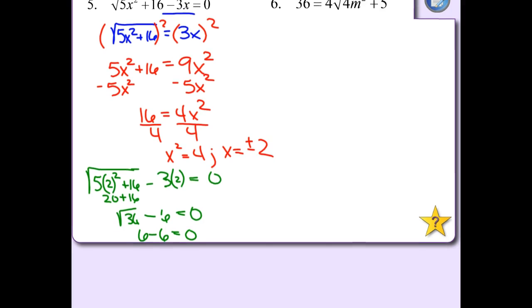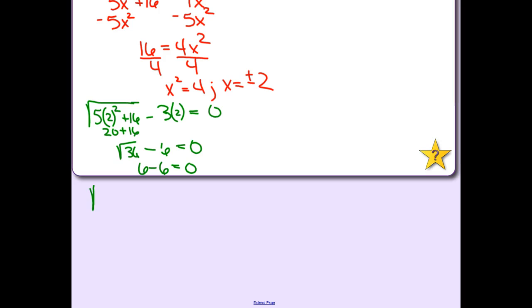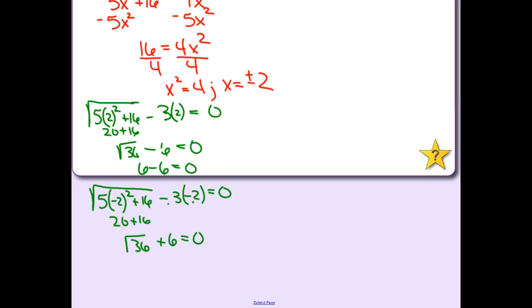But now, what do you think is going to happen with negative 2? We've got 5 times negative 2 squared plus 16 minus 3 times negative 2 equals 0. We've still got 20 plus 16, so we've got the square root of 36 plus 6 equals 0, because a negative times a negative is a positive. 6 plus 6 does not equal 0, so the negative answer doesn't work. So we're going to reject the negative answer and just say x equals 2. Okay, so hopefully you're seeing a pattern.